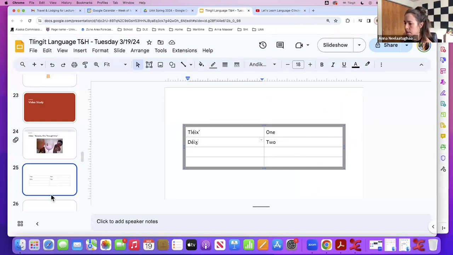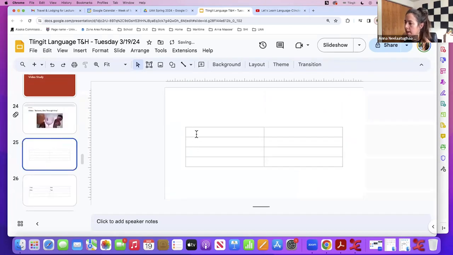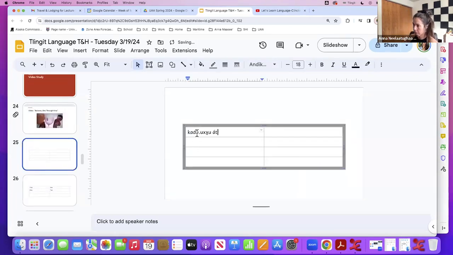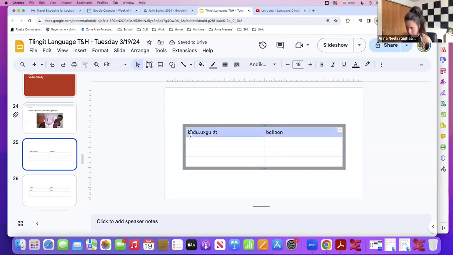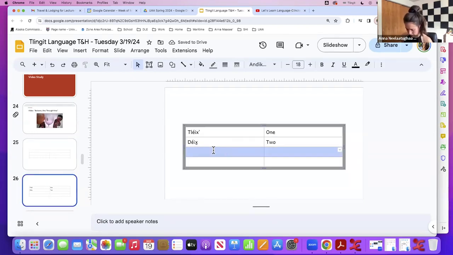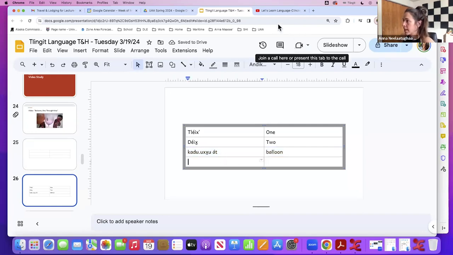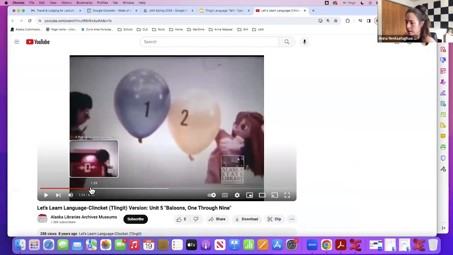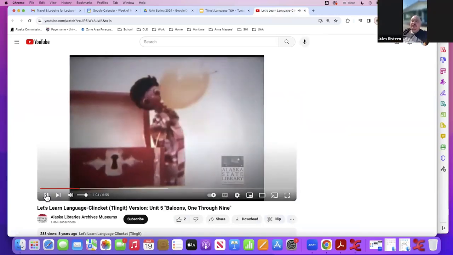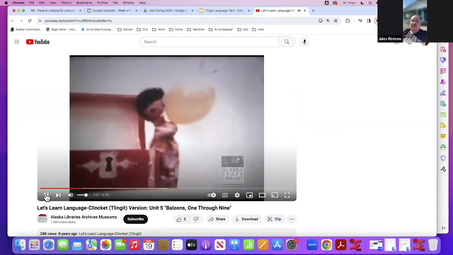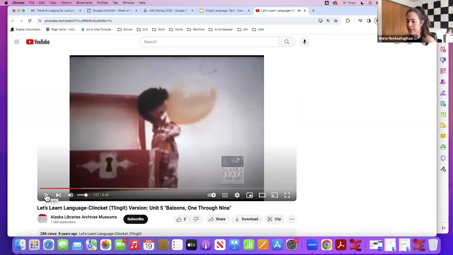So I'm going to add them in. Balloon. And actually, I'll just add them in here. And let's do a comparison now that we wrote down what's in the dictionary. Let's see what they say and compare. Kadu. Yeah, I'm still hearing kadu at.